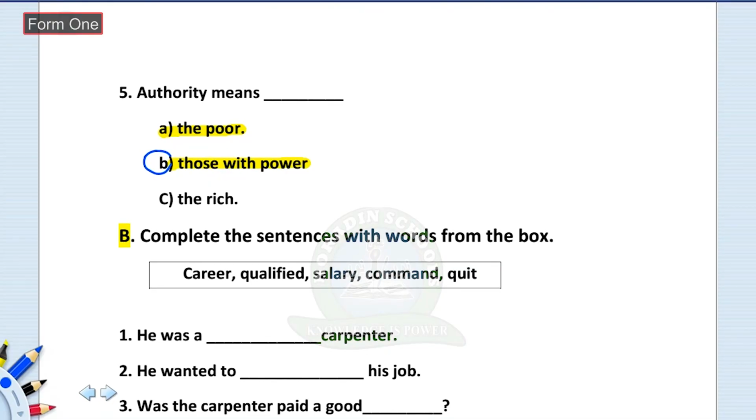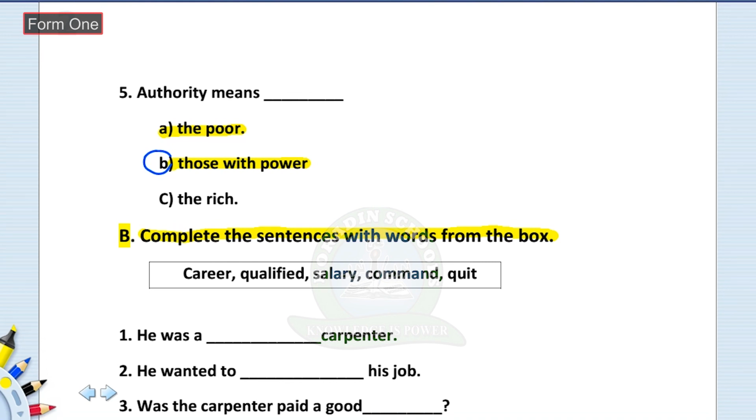Now we are in the second section of the vocabulary part. You are required to choose one word from the box and fill it in the spaces of the following sentence. Complete the sentences with words from the box.